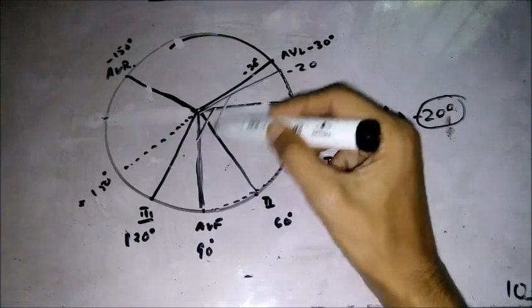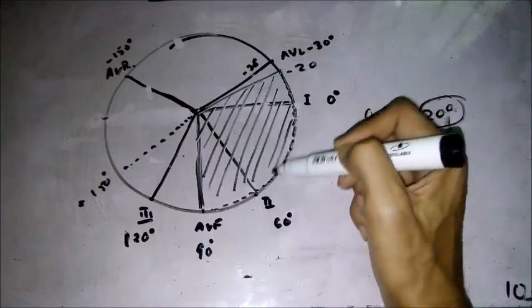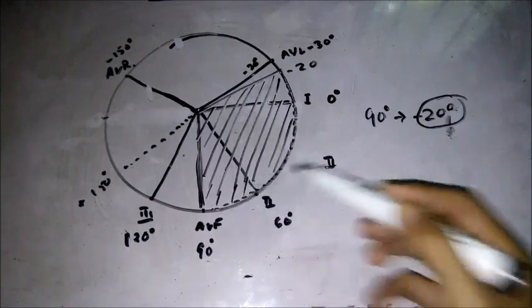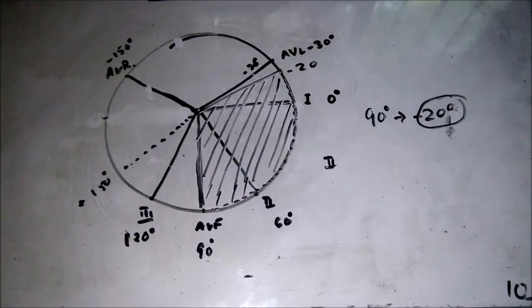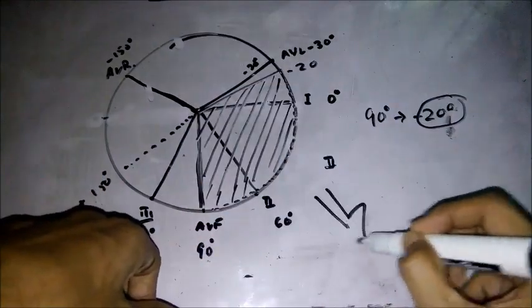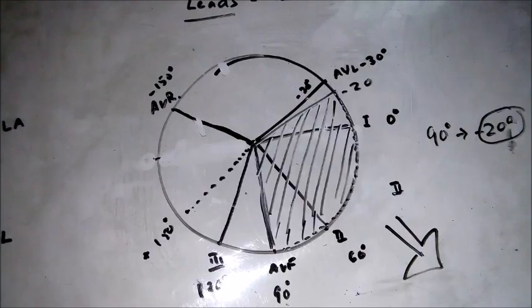So all this part, from 90 degrees to minus 120, minus 20 degrees, is supposed to be the normal axis for a person. So as long as the electrical activity of the heart is following this direction, the axis is normal. The other thing that is important regarding these leads is where these leads are actually placed, right?